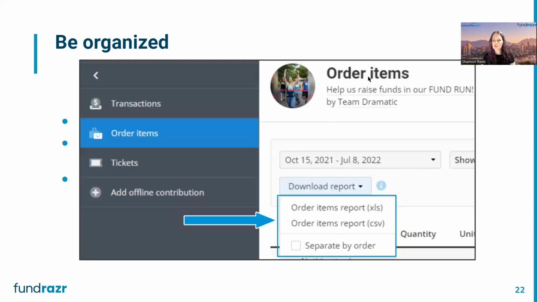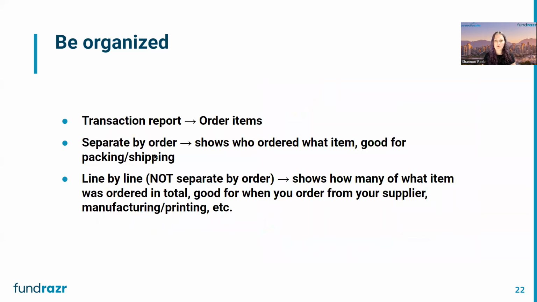So when you go to your transactions menu in your campaign, there's an option called order items. And then when you download the report, you can download it separated by order or not. So what this means is if you separate by order, it's going to show who ordered what item. So it's separate by actual physical order. And that would be better for when you're packaging and shipping out.